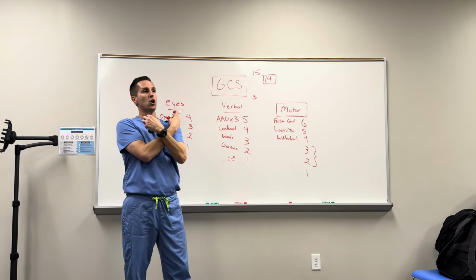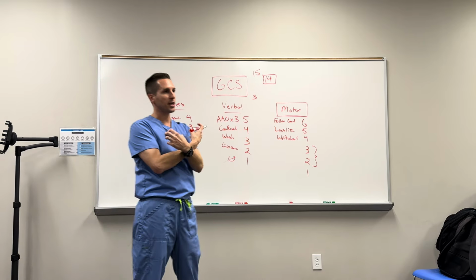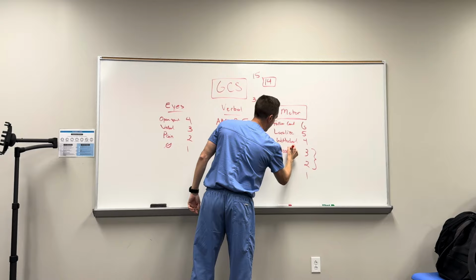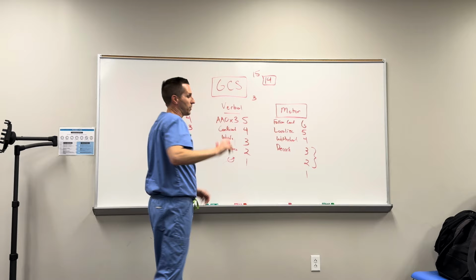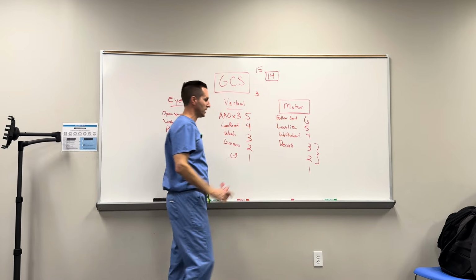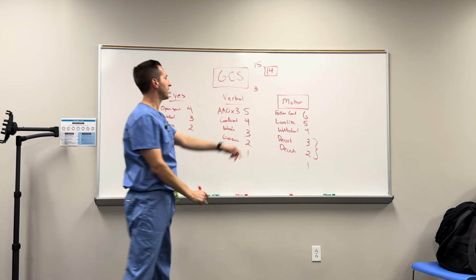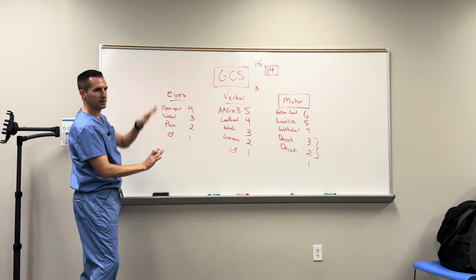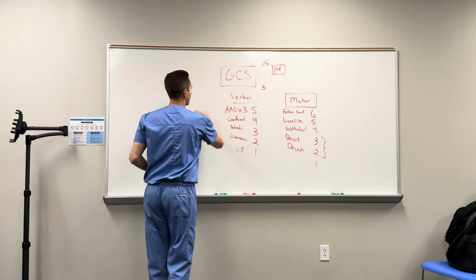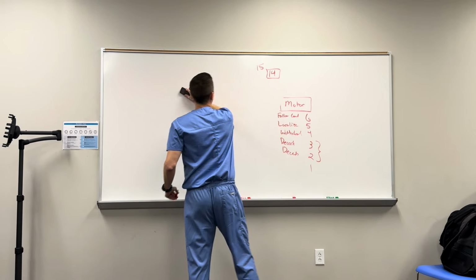So decorticate, you grab your core, so it's flexion of the upper extremities, okay? So that's a 3, decorticate. And then what's the other one? Decerebrate is when there's extension of the upper extremities, which is even worse, okay? So decerebrate and then nothing, okay? Make sense? All right, so then let's talk about the different classes or stages of hemorrhagic shock.